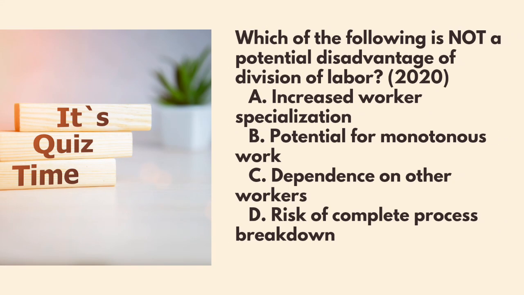Let us move on to question number 3, coming from year 2020. Which of the following is not a potential disadvantage of division of labor? Option A, increased worker specialization. Option B, potential for monotonous work. Option C, dependence on other workers. And option D, risk of complete process breakdown. Let us take our time and think over the answer.